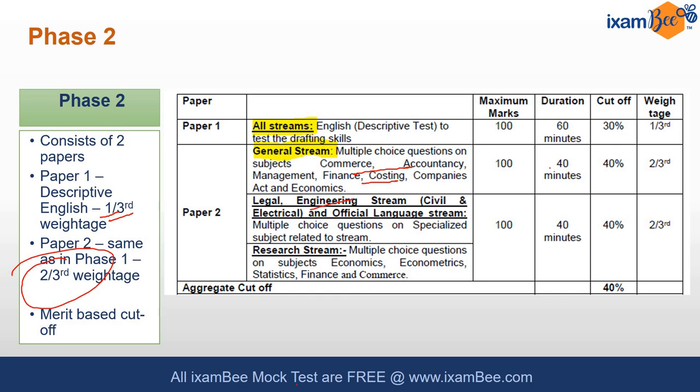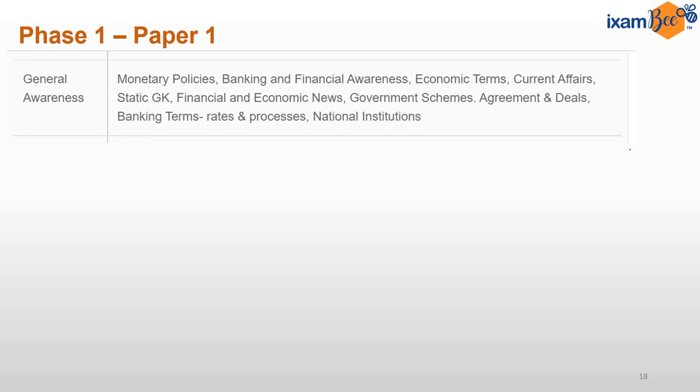Interview is 15% of the weightage, so this will be converted to 85%. What you score in the phase 2 exam. Now come to the syllabus.